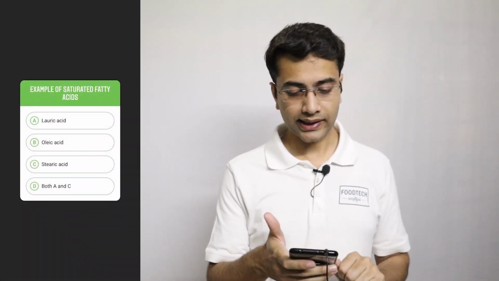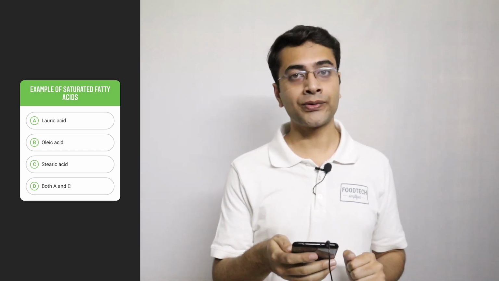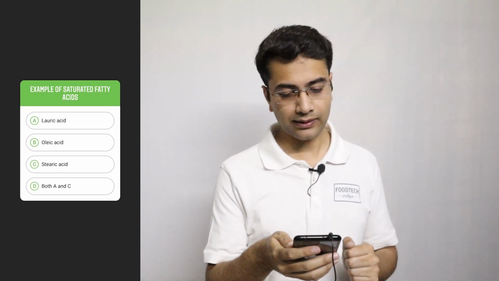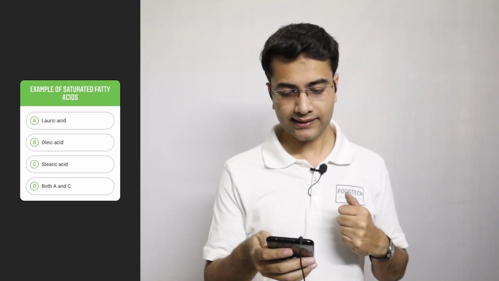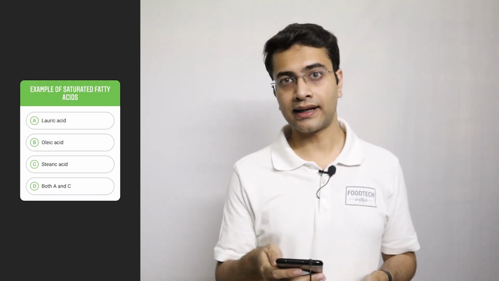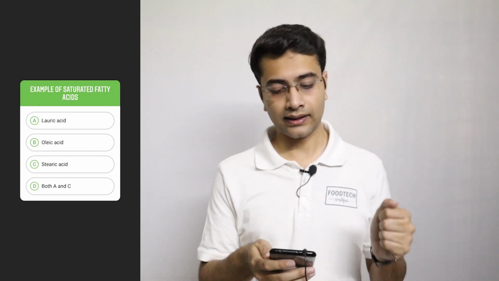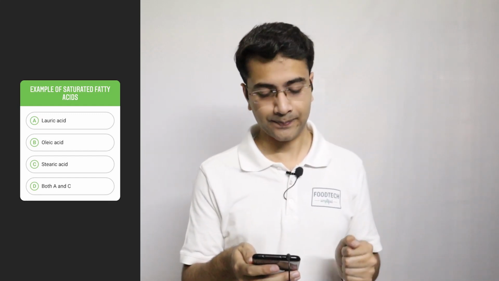Example of saturated fatty acids. Option A lauric acid, option B oleic acid, option C stearic acid, option D both A and C. Now lauric acid is a saturated fatty acid. Oleic acid, on the other hand, is not a saturated fatty acid, it is an unsaturated fatty acid.